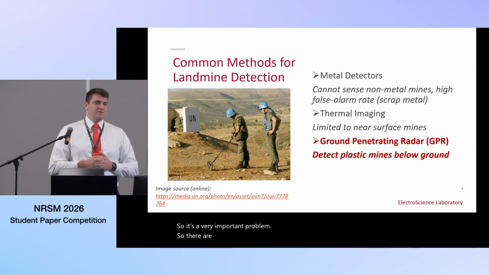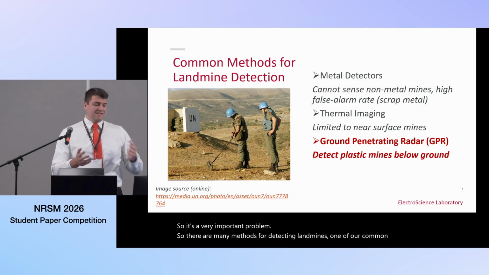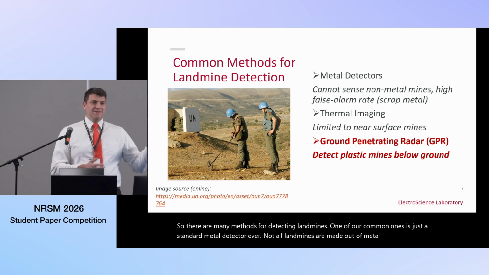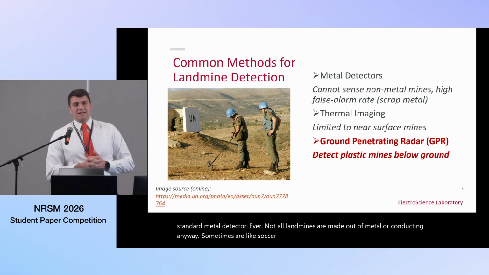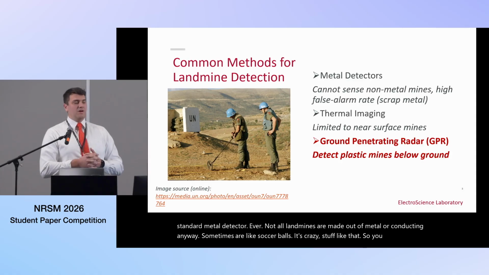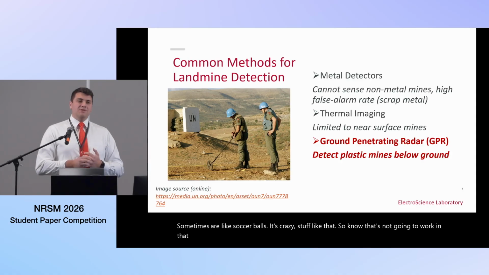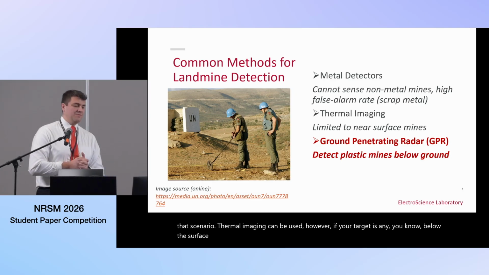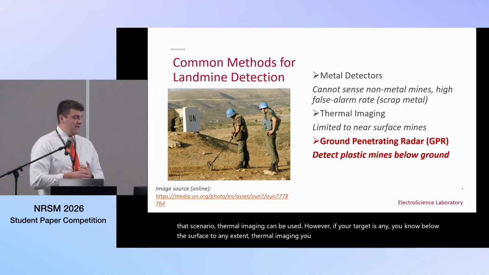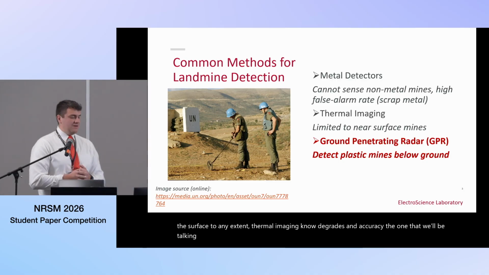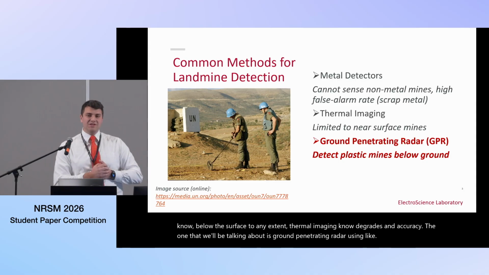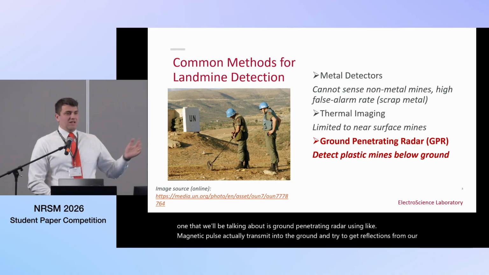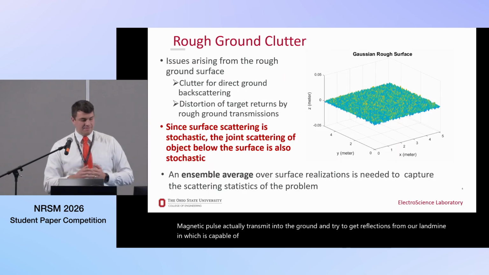So there are many methods for detecting landmines. One of the more common ones is just a standard metal detector. However, not all landmines are made out of metal or conducting in any way. Sometimes they're like soccer balls. It's crazy stuff like that. So that's not going to work in that scenario. Thermal imaging can be used. However, if your target is below the surface to any extent, thermal imaging degrades in accuracy. The one that we'll be talking about is ground penetrating radar, using an electromagnetic pulse that is transmitted into the ground to try to get reflections from our landmine, which is capable of detecting plastic landmines.